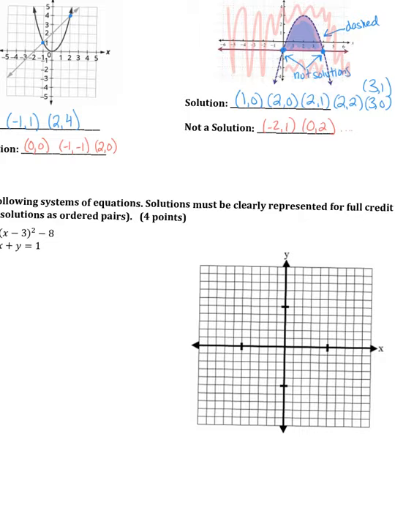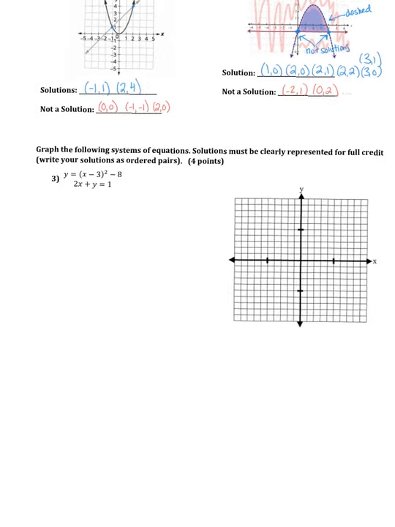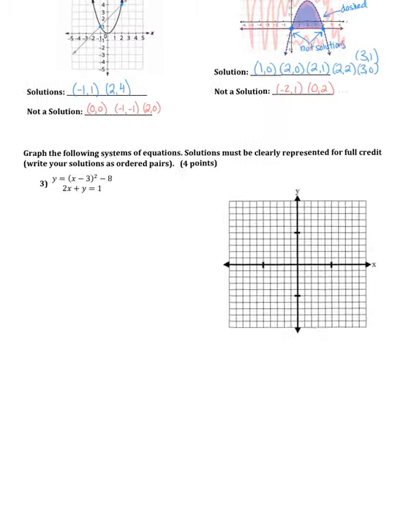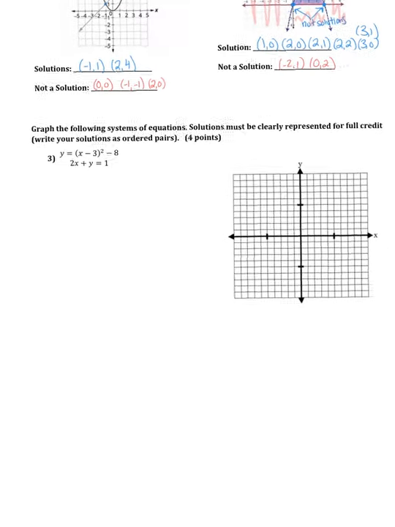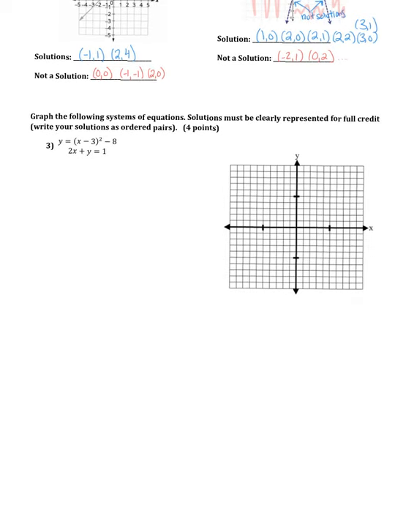All right, let's look at number 3. In number 3, they're supposed to graph the system of equations and find the solutions, and then make sure to write your solution as an ordered pair. So the first thing I'm going to do is graph this parabola. Now this parabola is in vertex form, so I know that the inside means I'm going right 3 and then down 8. So my vertex is going to be 3, -8.